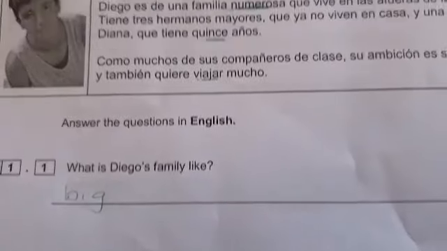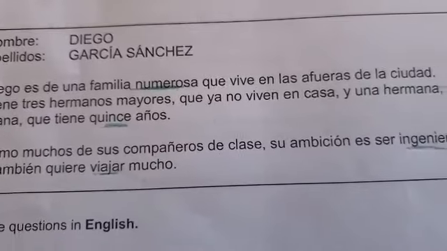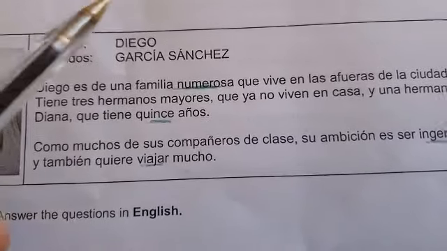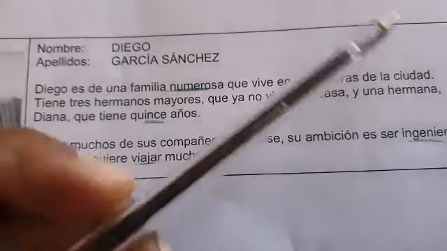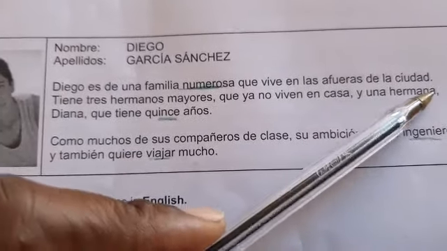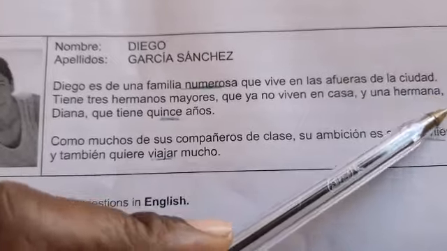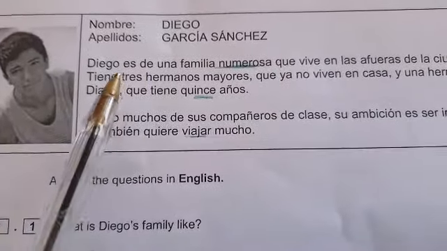How old is his sister? Let us have another look. Hermanos. We know that hermanos is brothers and sisters. It's not looking for that. Let's see if they are. Hermana, because it finishes in an A, so we know that's sister. Obviously, it's got a name, Diana.